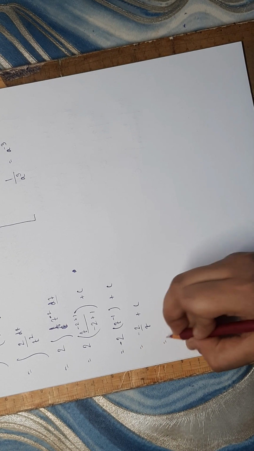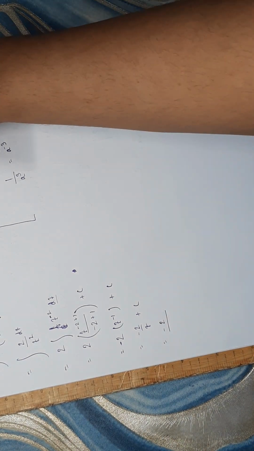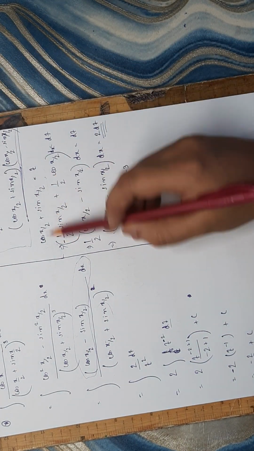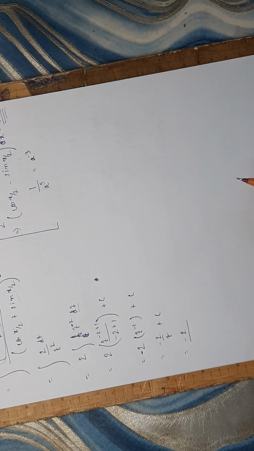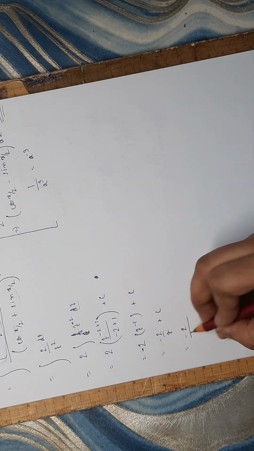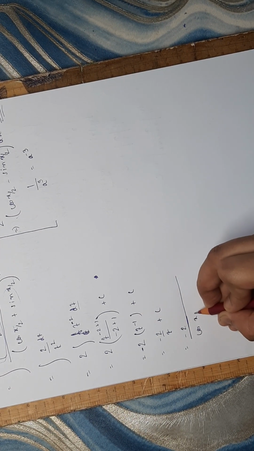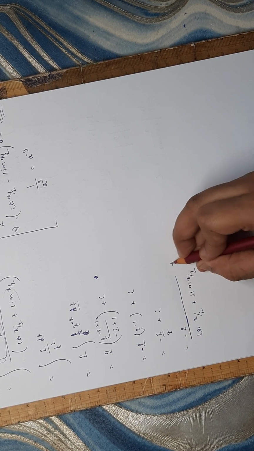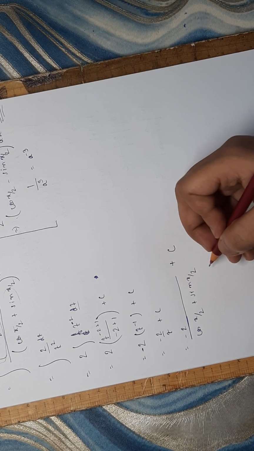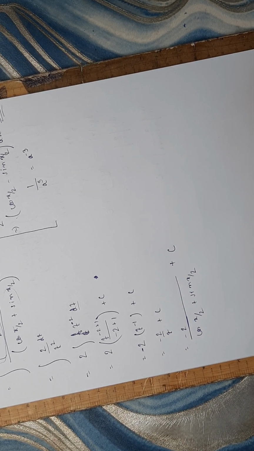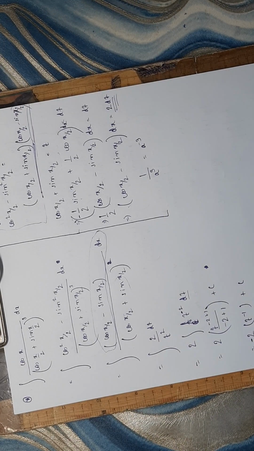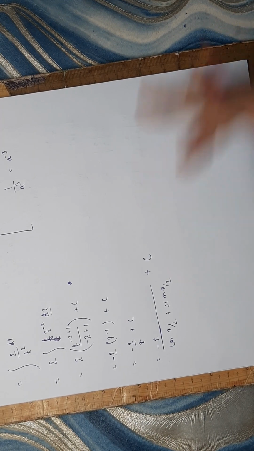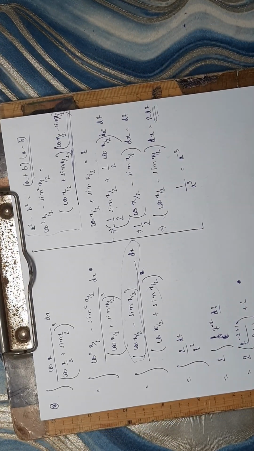And ultimately I'll be replacing this t by the original function, this one, cos x by 2 plus sin x by 2. So the answer is minus 2 divided by cos x by 2 plus sin x by 2, plus c. Alright, so this was also a very easy question, but it required a bit of rough work. This is the final answer, okay.